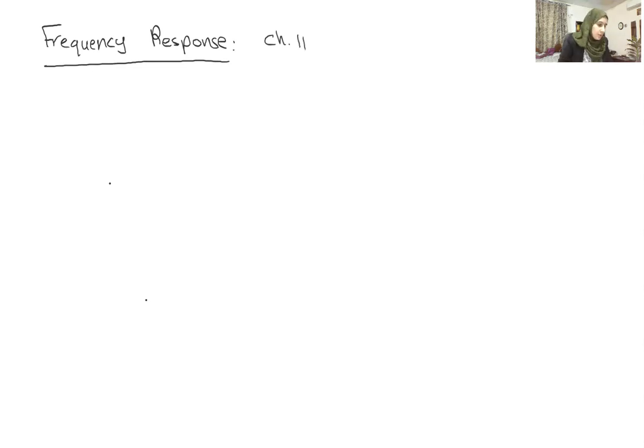Okay, so let's talk about the frequency response. This is basically from chapter 11. If you have an amplifier and you apply a step input to it, let's say this goes from 0 to V1 and is applied on the V input, we want to see what happens on the V output.